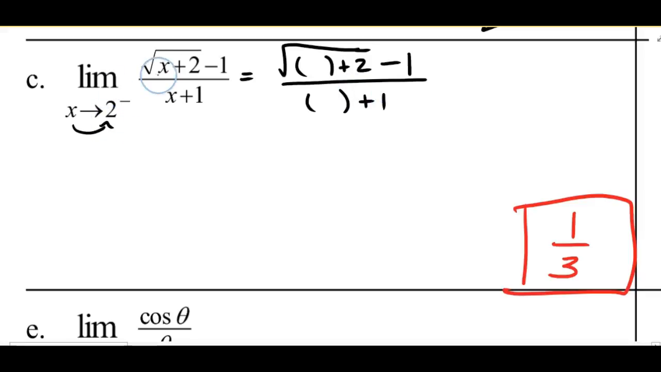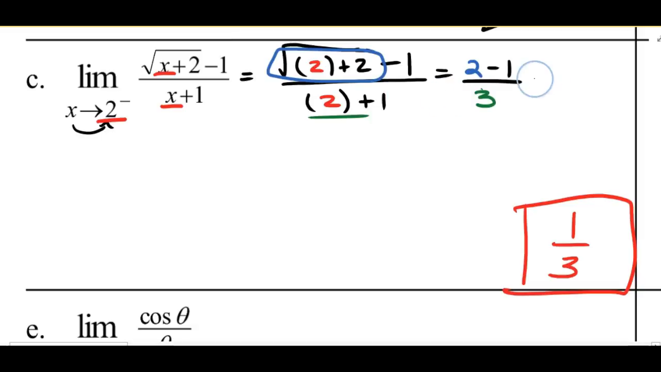I evaluate these where I had x. I now place a 2. In the numerator, 2 plus 2 is 4, and the square root of 4 is 2. This whole thing here becomes 2. Minus 1 over 2 plus 1 is 3. 2 minus 1 is 1 over 3. And this is how we get 1/3.